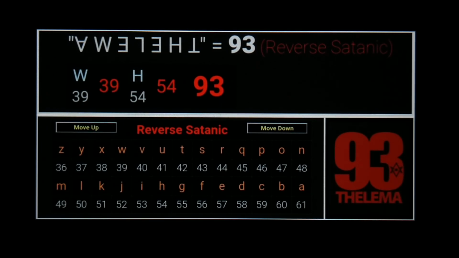You can see the cipher chart down below, and just above it the breakdown. Only two of those letters have value, you see, because, well, starting with the T, upside down it doesn't look like a letter, therefore it has no value on Gematrinator. H upside down, however, still looks like an H, so it has the value of an H. In the reverse satanic cipher, H equals 54. Upside down E is not a recognizable letter, has no value. Upside down L has no value. Upside down E has no value, but the upside down M looks like a W, therefore the value is 39. And the upside down A has no value. So only two letters here in the upside down word thelema have value. The H and the M, or the H and the W, I should say. Those two letters equal 93 with the reverse satanic cipher.